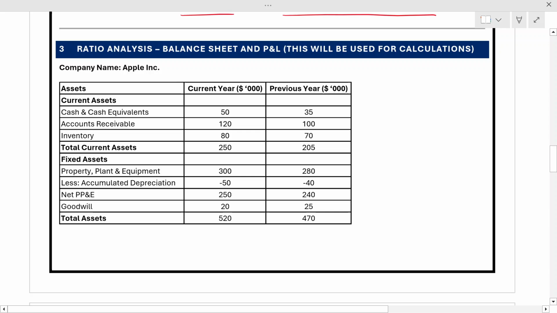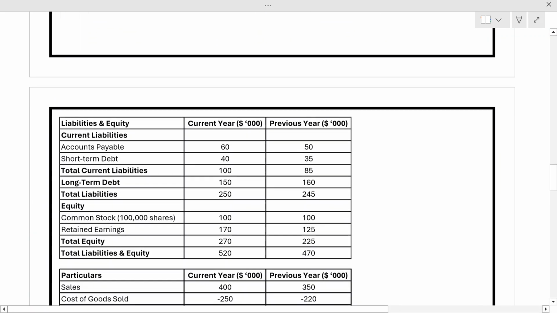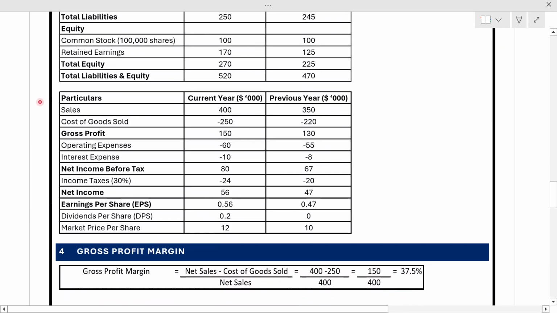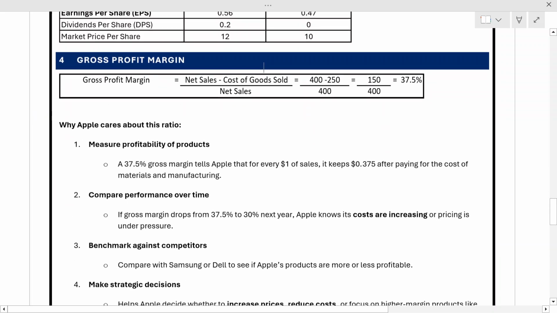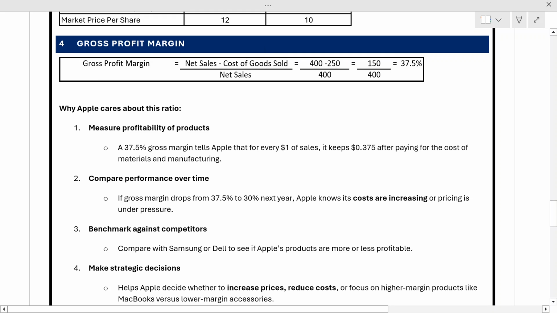Now we will be looking at the balance sheet and the P&L, and based upon this balance sheet and P&L we will try to evaluate different ratios. So the balance sheet data is given here and the P&L data, or what we call the income statement, is given here. Now let's start to understand the gross profit margin first.